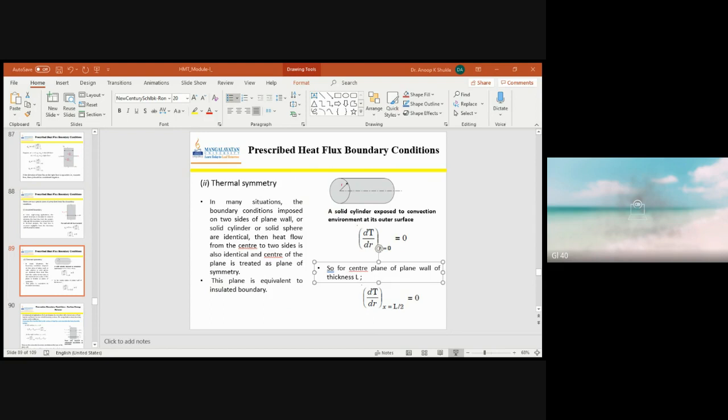So this is the thermal symmetry boundary condition. Just remember this condition. It will be very useful while solving numerical problems based on heat conduction in one dimension.